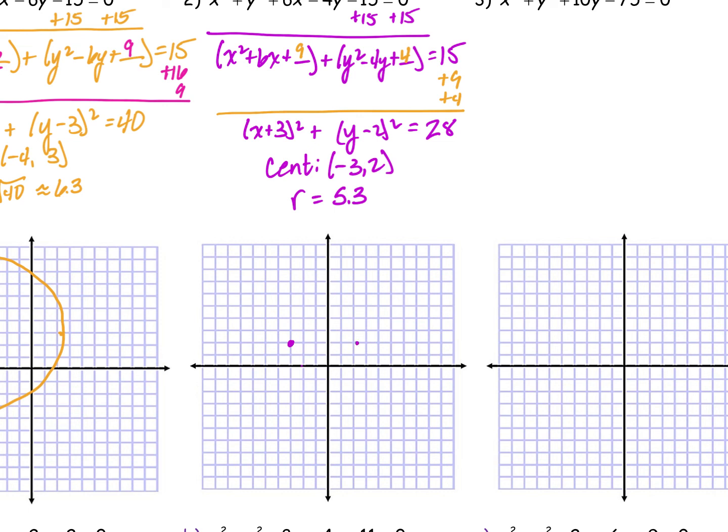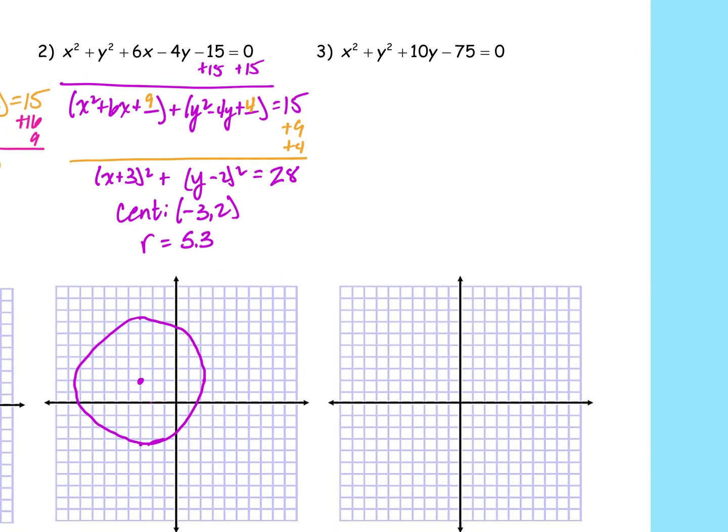That's about 5.3, so 1, 2, 3, 4, 5, and a little bit. Okay. Questions?